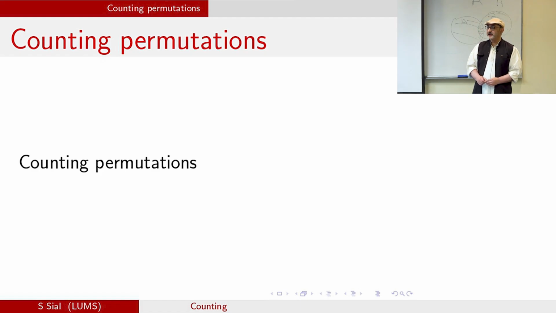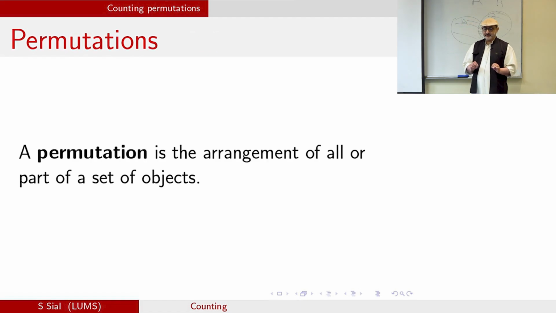All right. So one thing that we're going to need to do, we have ideas of permutations or rearrangements. And we want to be able to count how many different permutations there are in some situation. Okay? So a permutation is an arrangement or a rearrangement of all of a set of objects, or of a certain set of objects, a subset of those objects.